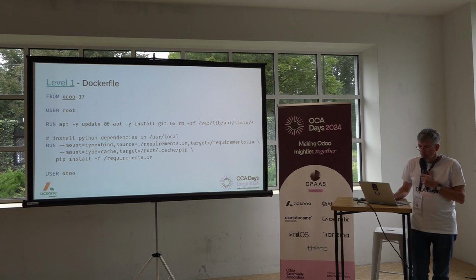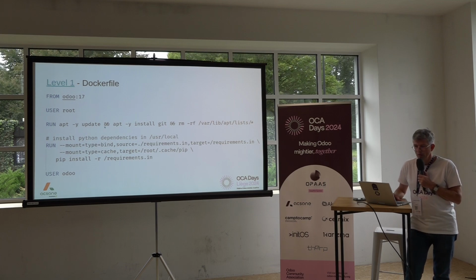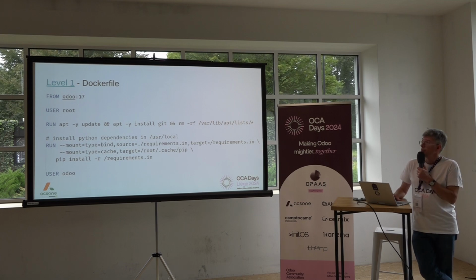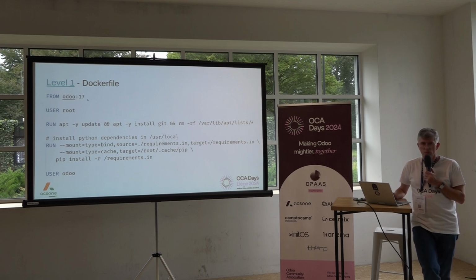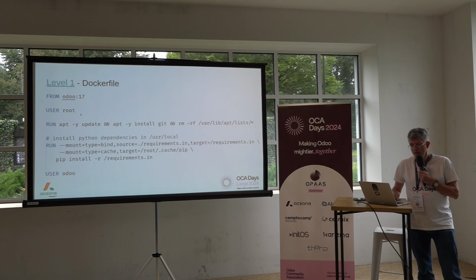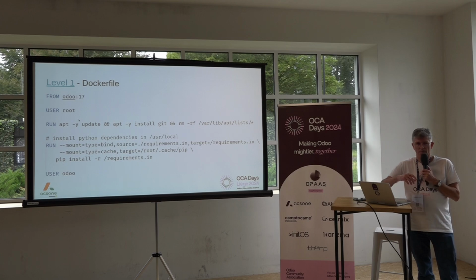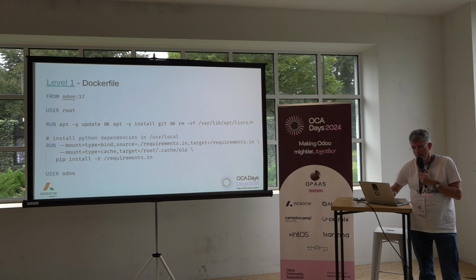So the first step is to create a Dockerfile where you start from the official Odoo image, very simple. You switch to the root user because the official Odoo image runs under the Odoo user by default. And if you install packages under that user, it actually goes not in the image, but in a volume that is mounted on the image. And that's not ideal for deploying to production.